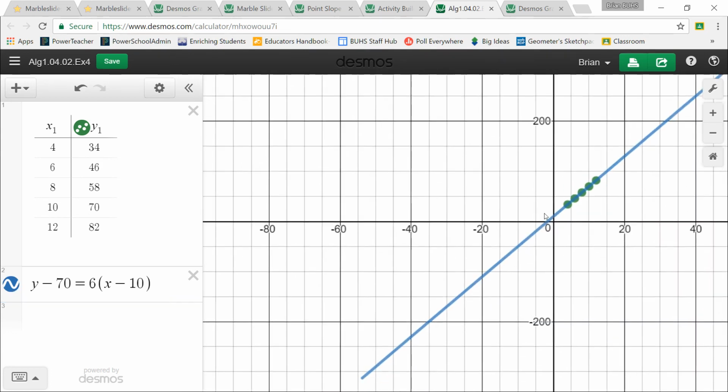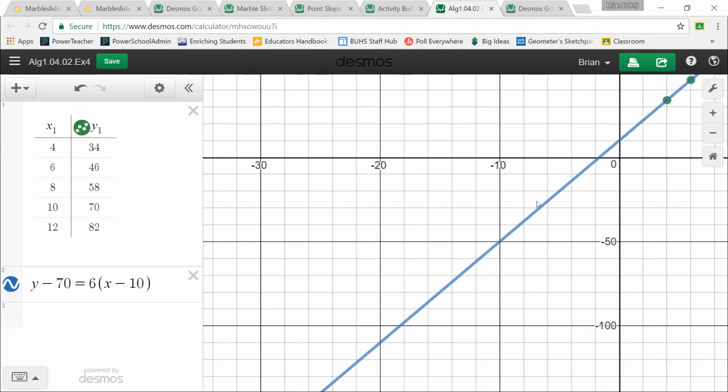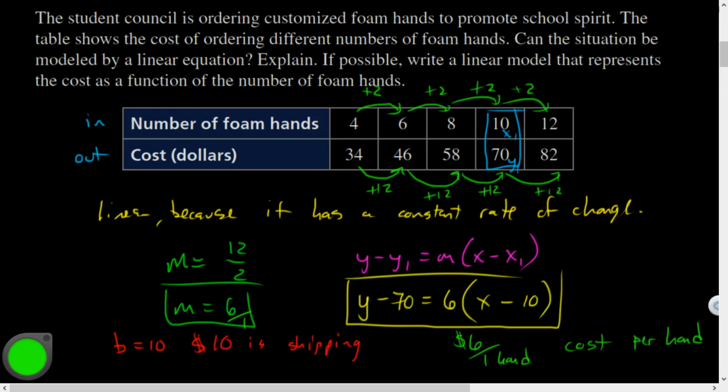What does this point represent in terms of my model? Right here. So it doesn't make a lot of sense. That would be like, instead of them charging me $50, they're paying me $50, and I'm selling them 10 foam hands. But I doubt many businesses are interested in that. So that doesn't really work out.